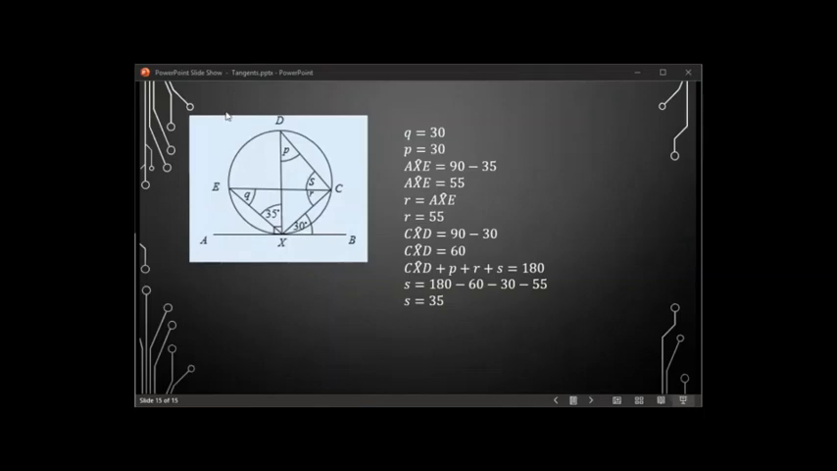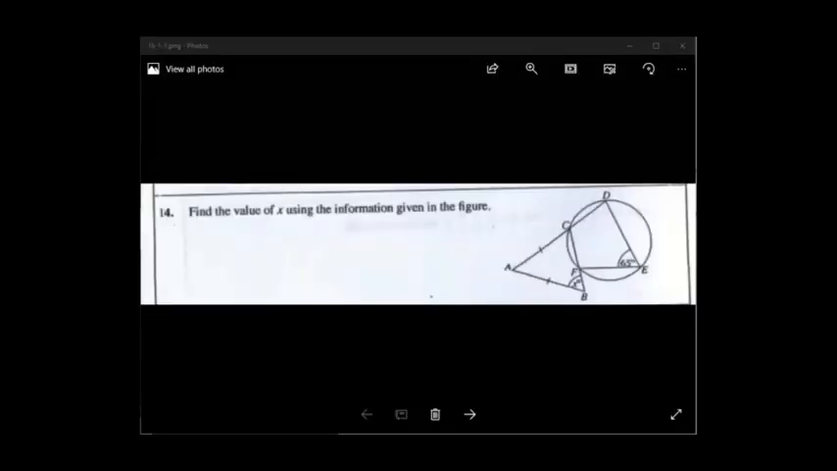Now we can do some past paper questions, MCQs, as well as the essay questions. So we'll try some questions now. I'll give you about 2 to 3 minutes to try. This is the question from the 2016 paper. You are asked to find the value of x.